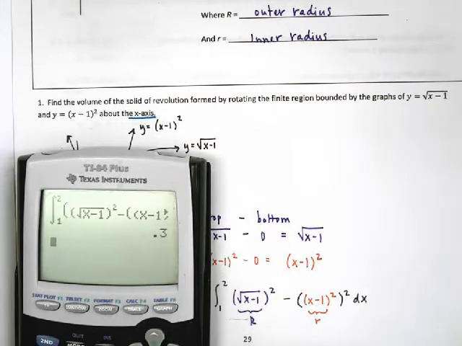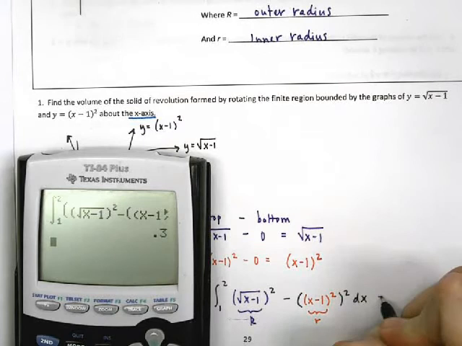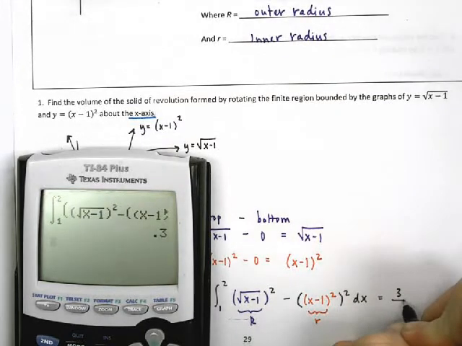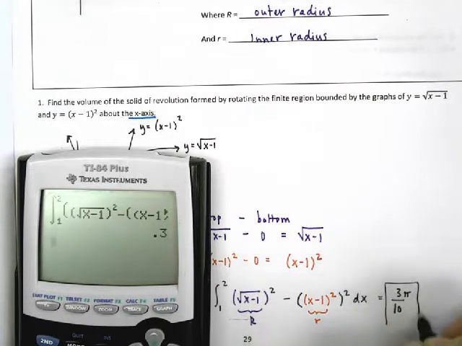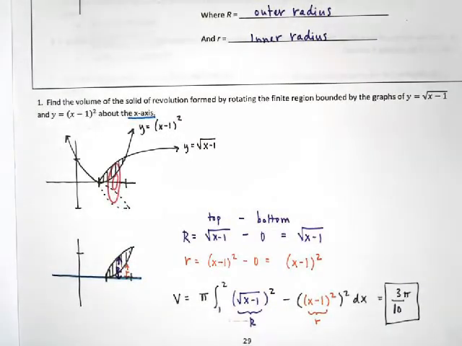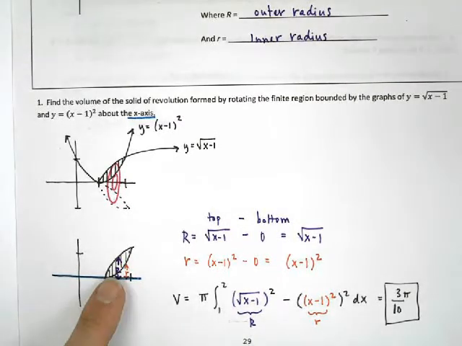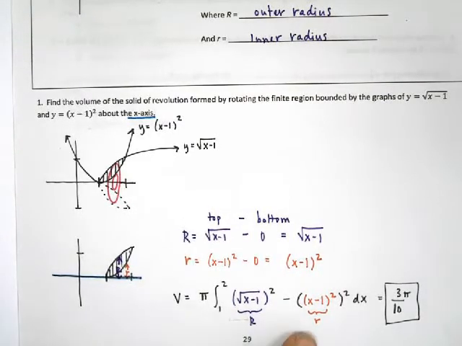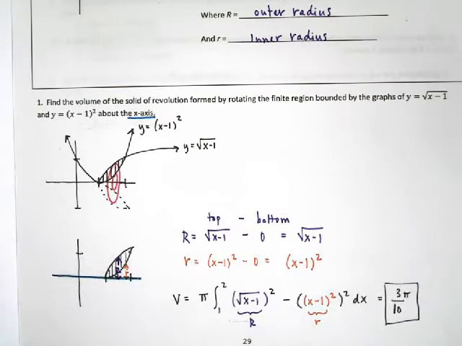So I'm actually going to get 0.3. This is an easy one to work with. So I know 0.3 is 3/10, and then I'm going to multiply by pi. So the value of my integral is 3 pi over 10. So really, once we've identified our radii, it's just a matter of doing the integration.